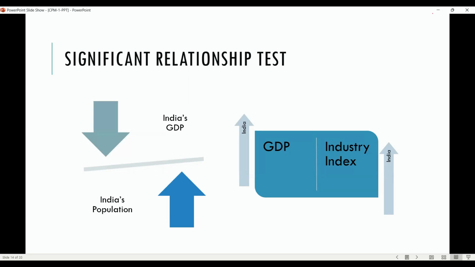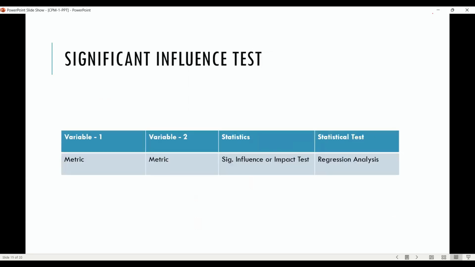We could say that as the India population increases, the GDP decreases. They have a negative relationship. As the industry index increases, the GDP also increases. They have a positive relationship. So this is the major difference between relationship and association. In association, we cannot say whether it is positive or negative, but in the significant relationship test, we can clearly say that there is a positive or negative relationship. That's the major difference between the significant association test and the significant relationship test.